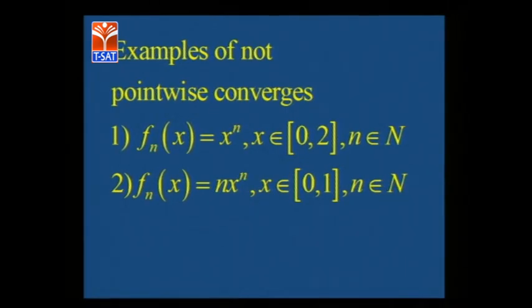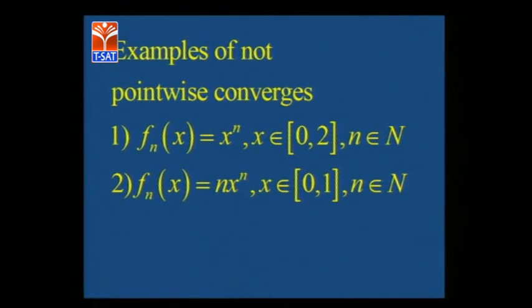What is 2 power n? 2 power n goes to infinity, it does not go to a finite value. That is why it is divergent. In this domain, at the point 2, it is divergent. Substitute 0: 0 power n converges to 0. Substitute 1: 1 power n converges to 1, no problem. But substituting 2, it is not convergent.